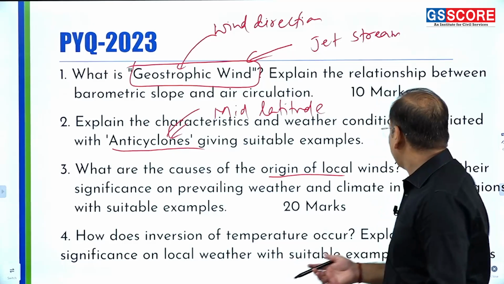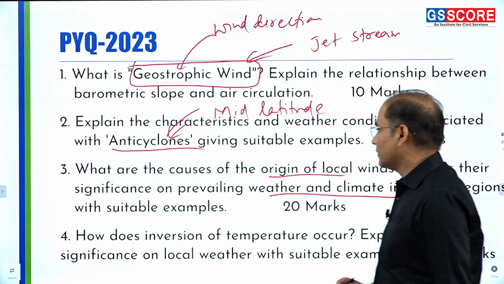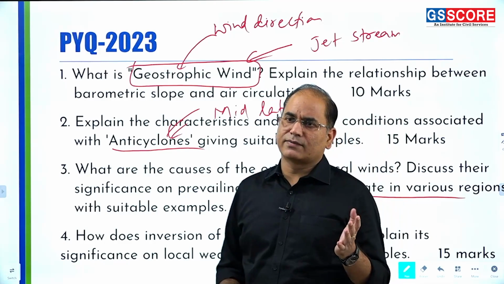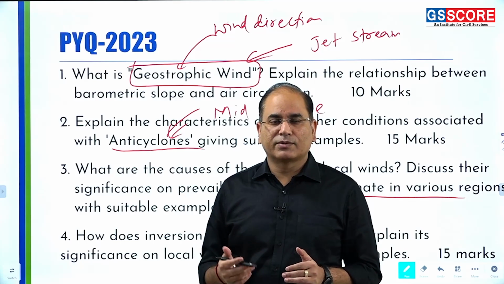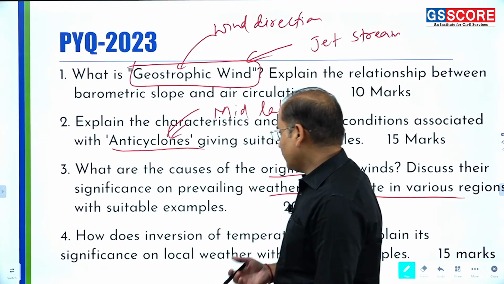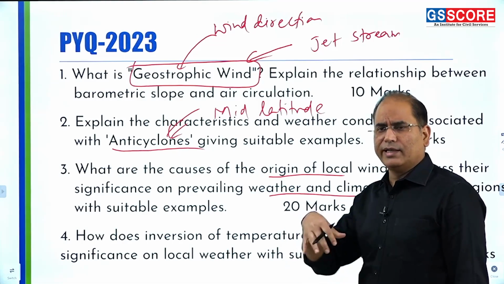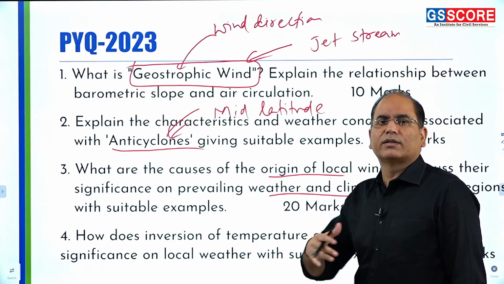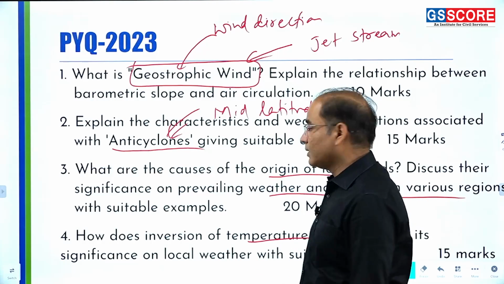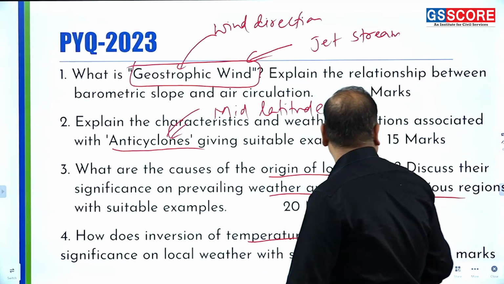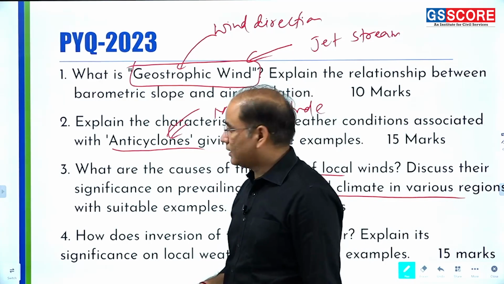Cold winds, warm winds, and then discuss the significance of prevailing weather and climate in various regions of the world. The best example is from North America, the central plain, where there is the Chinook, and then the northern side of the Alps where there is the Foehn. So they control the weather. Local winds play a very important role. In India also we have local winds, but they do not have that great an effect. Then how does inversion of temperature happen? Again a direct question on temperature inversion, ground level condensation. So in total, almost 60 marks of questions were asked in 2023.